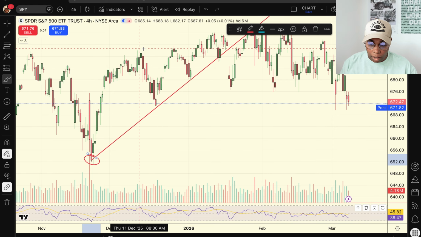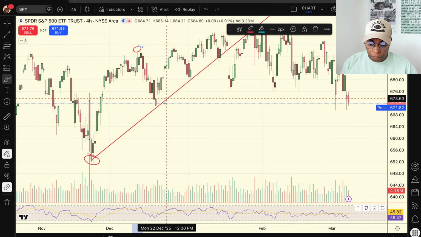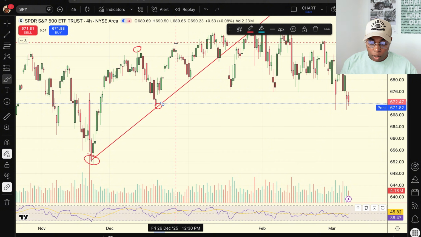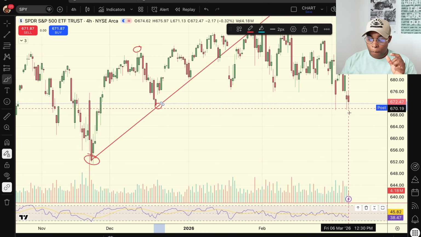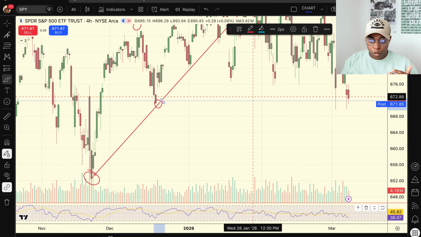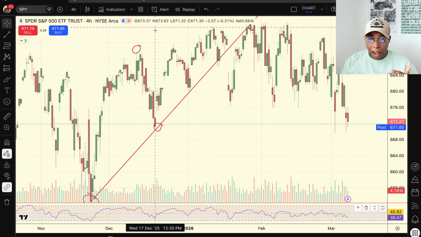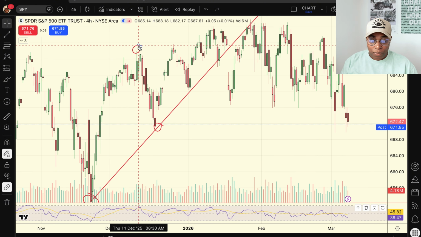Okay, this was that highest point here, and we got a touch of that trend line. We came back up. Now you may notice that this looks really, really close. But when you zoom that in a little, you will see that this is a higher peak than that previous one. Does it count?